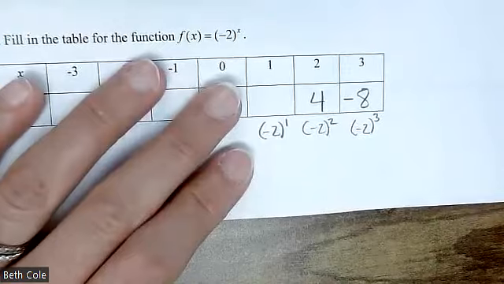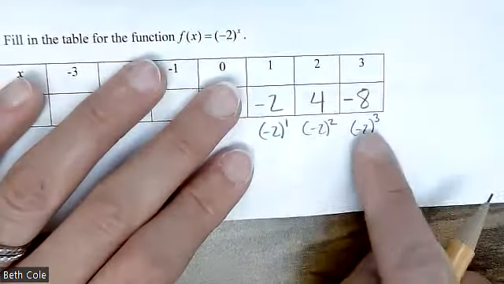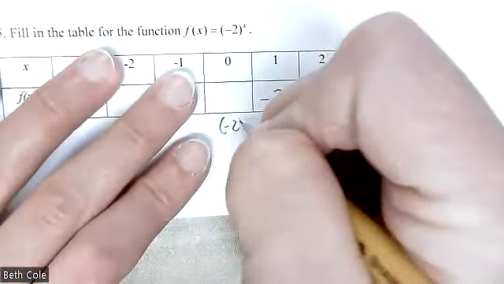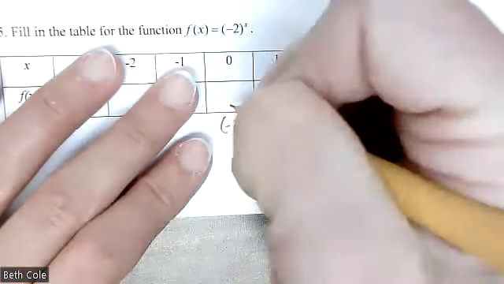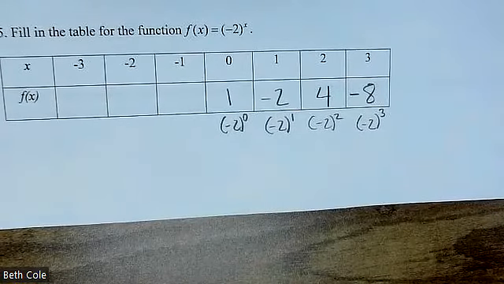-2 to the 1 is just -2. If you don't want to write these below here, you don't have to. I'm just trying to illustrate what it is we're doing. Now, anything to the 0 power, use brain, then speak. 1. Any number on God's green earth to the 0 power is 1.